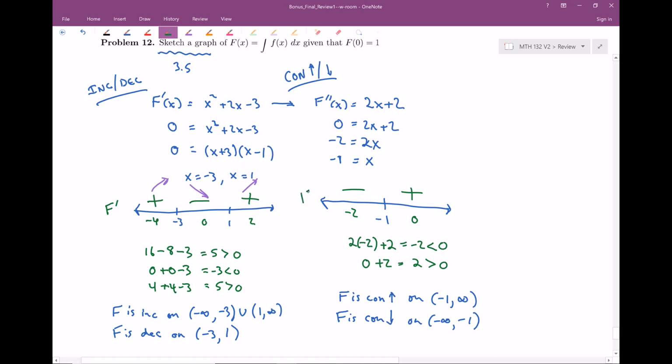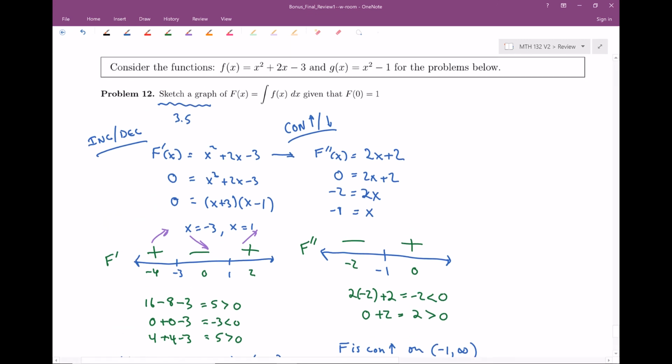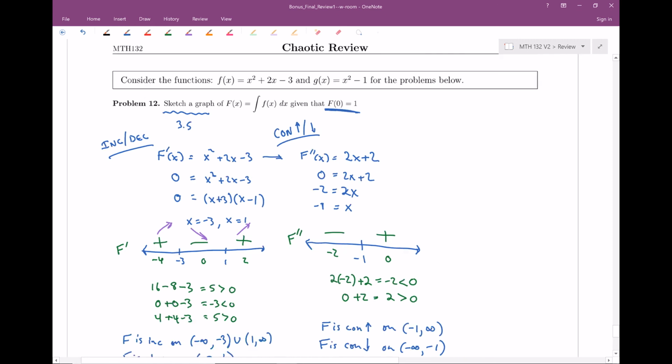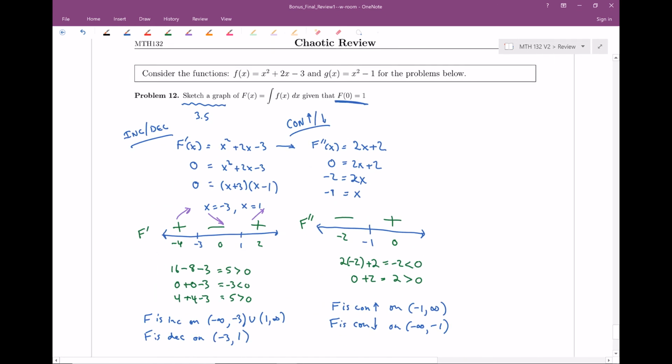Remember, this is about the second derivative, so maybe I'll include the f double prime over here. I'm going to use this information, along with the fact that if I plug in 0, I get out 1, in order to do a sketch of the graph. So let's go ahead and make out my graph. I know that f of 0 is 1, so I'm going to place a dot. I'm going to use purple, I suppose. So purple right here, at f of 0 I get 1.